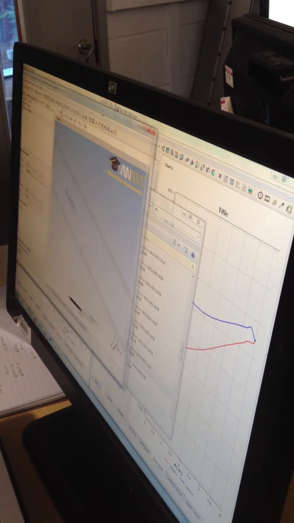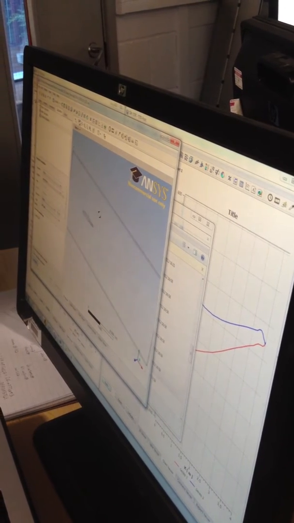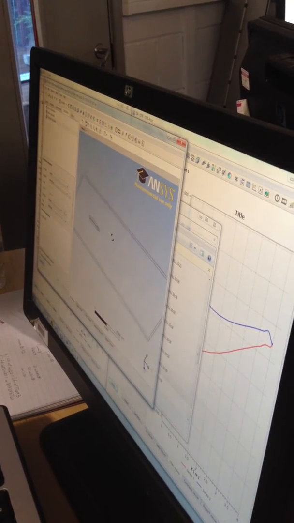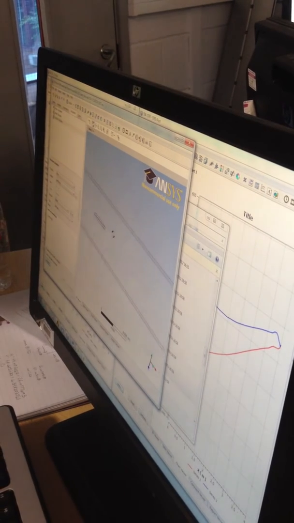So do you have to do that for subsonic as well? Because that's incompressible flow. Yes. Doesn't have a place in the equation.